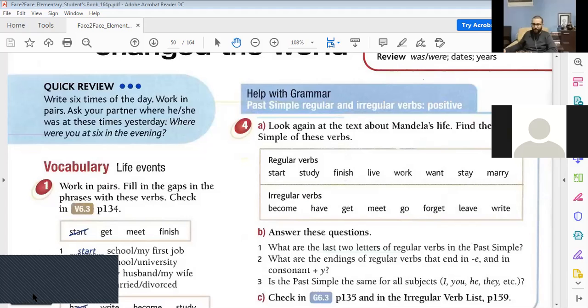Start. Started. Study. Studied. Finish. Finished. Live. Lived. Work. Worked. Want. Wanted. Stay. Stayed. Marry. Married.